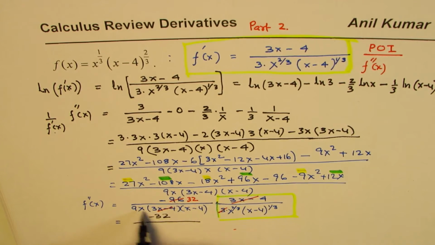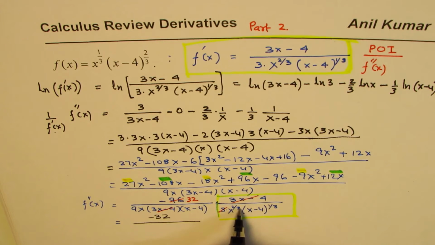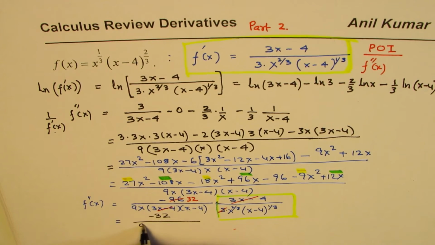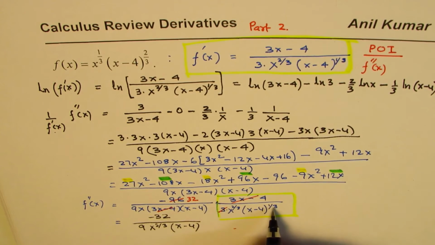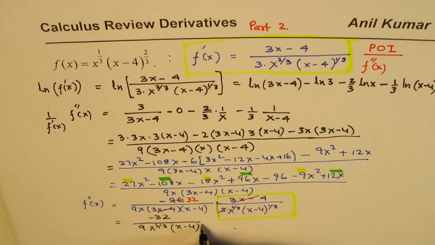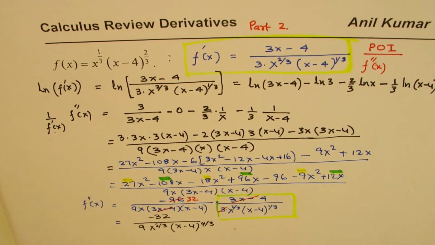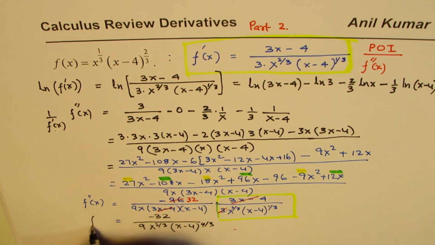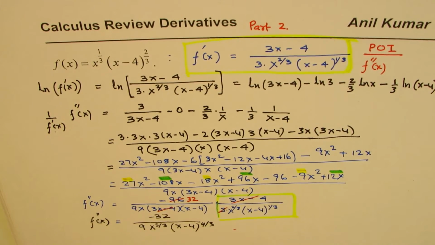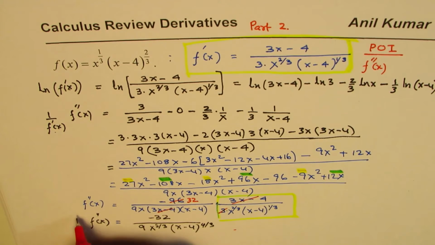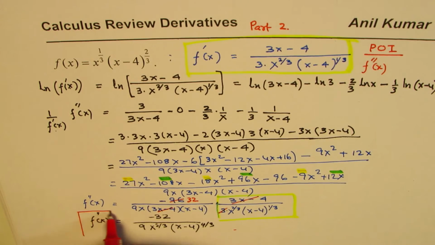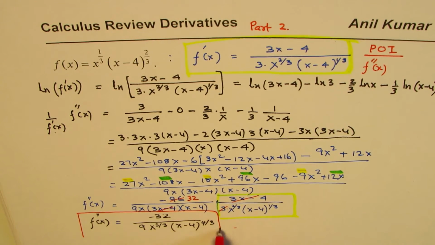9x. Now x to the power of x plus 2 over 3, that is 5 over 3, right? So 9x to the power of 5 over 3, and then we have x minus 4 to the power of 1 plus 1 over 3, which is 4 over 3. Is it okay? 4 over 3. So that is the second derivative. So we get the second derivative of the function, and this is it. Perfect. So let me highlight the second derivative. Now we'll use the second derivative to figure out the exact shape of the graph.